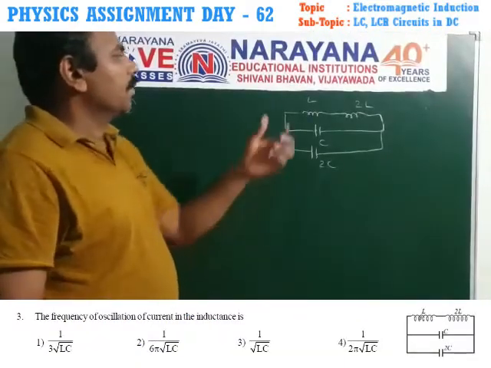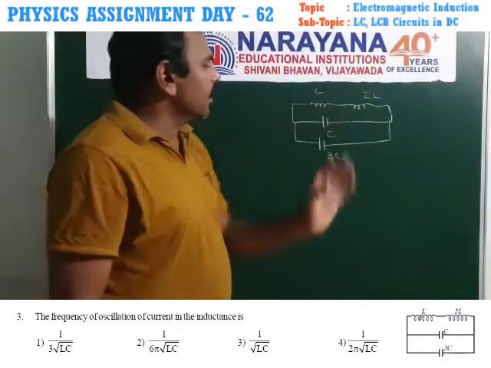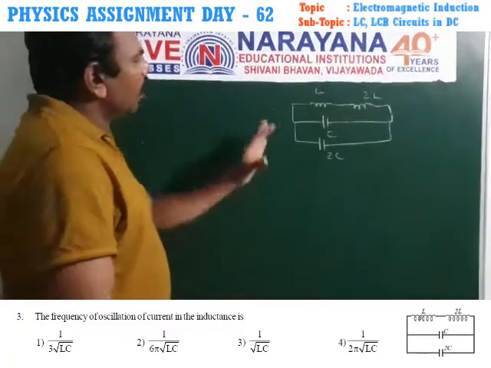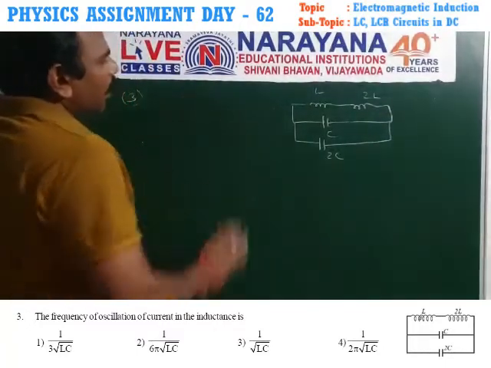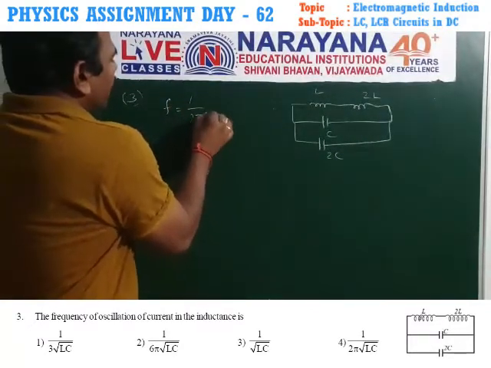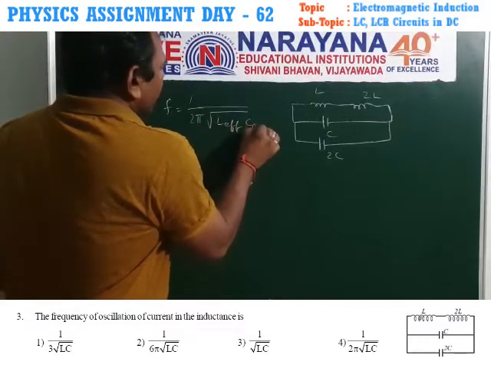In the third sum, two inductors, L and 2L, are connected in series. The capacitors C and 2C are connected in parallel. Now here we have to find the frequency of oscillation. Frequency f is equal to 1 by 2 pi into root of L effective into C effective.